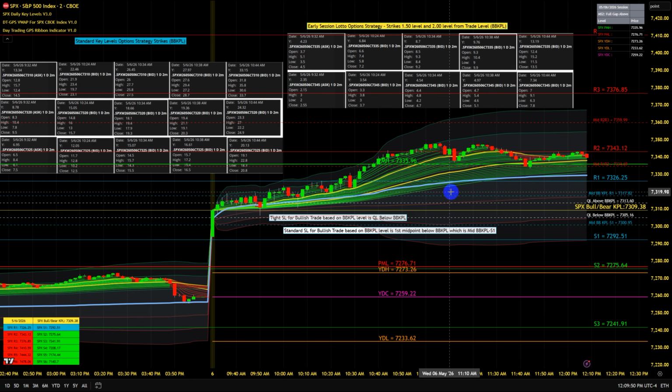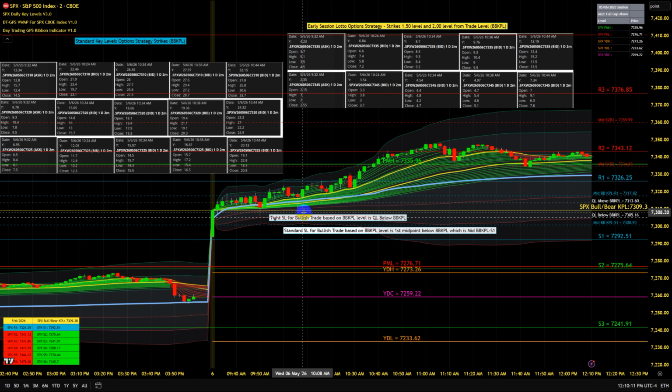On the scalp only exit, you're exiting 100% of your position, regardless of how many contracts you have, whether you're trading one contract, two, three, 5, 10, 20, or what have you. On a scalp only exit, you're looking for a quick in and out. And in this case, the scalp only exit is at R1, and that hits at 10:24 a.m.